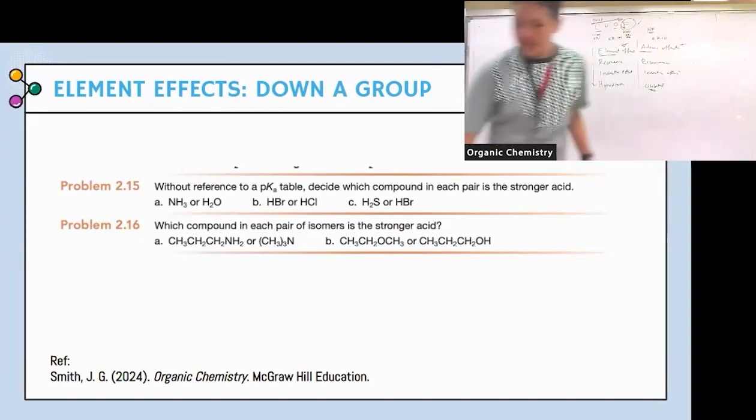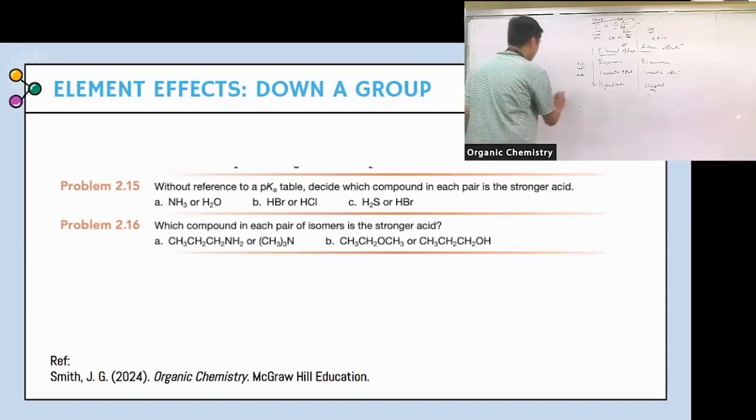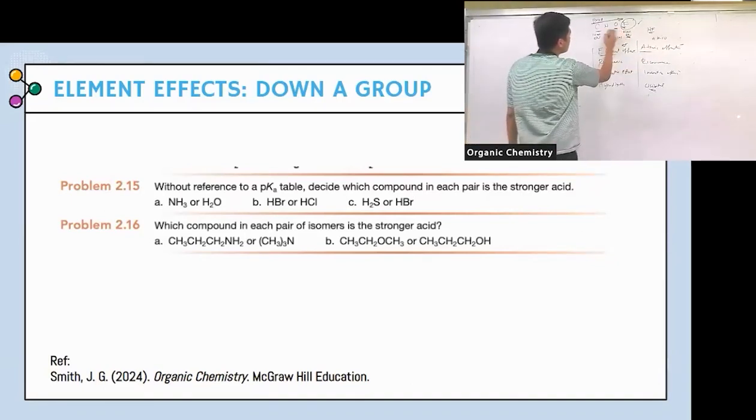Which is the stronger acid? If you could answer, na lang sana. Which is the stronger acid? So 2.15. For A, is it NH3, ammonia, or H2O, water? So A, B, and C. Water. Tama, water. So again, we look across, O, N.